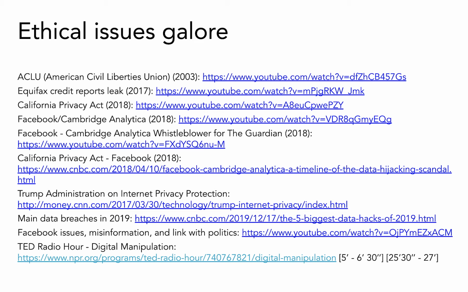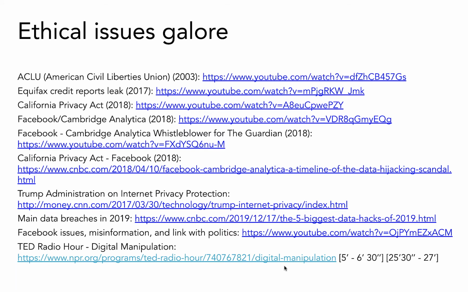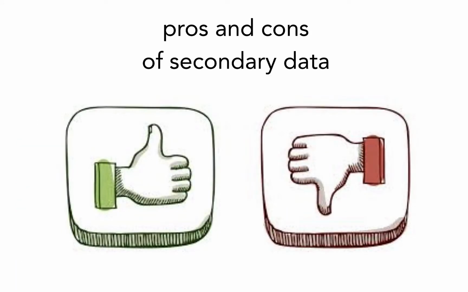If you're interested in learning more about this, I recommend checking out some of the links I provide here. Usually there are short YouTube videos that explain certain cases, such as the Equifax credit reports leak in 2017, and some other main data breaches that happened in 2019. And also more currently, there's the TED Radio Hour podcast on digital manipulation, which I highly recommend you listen to as well. Now, ethical issues aside, there are still other pros and cons to secondary data.